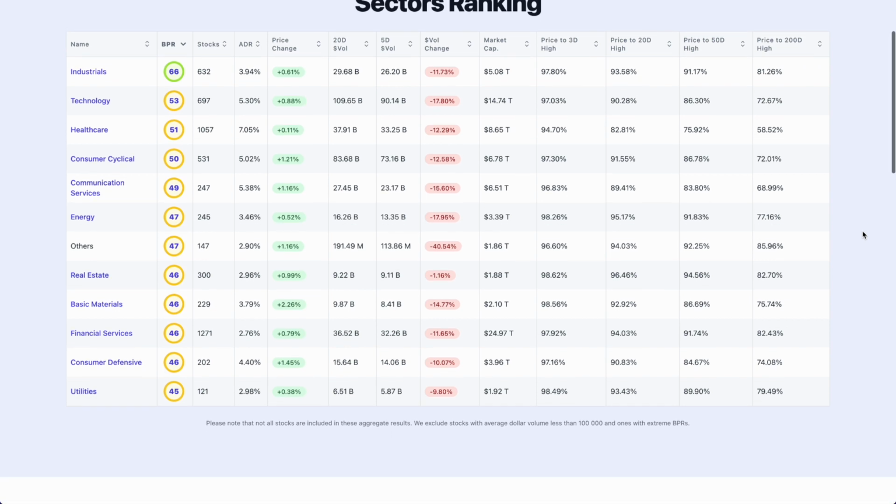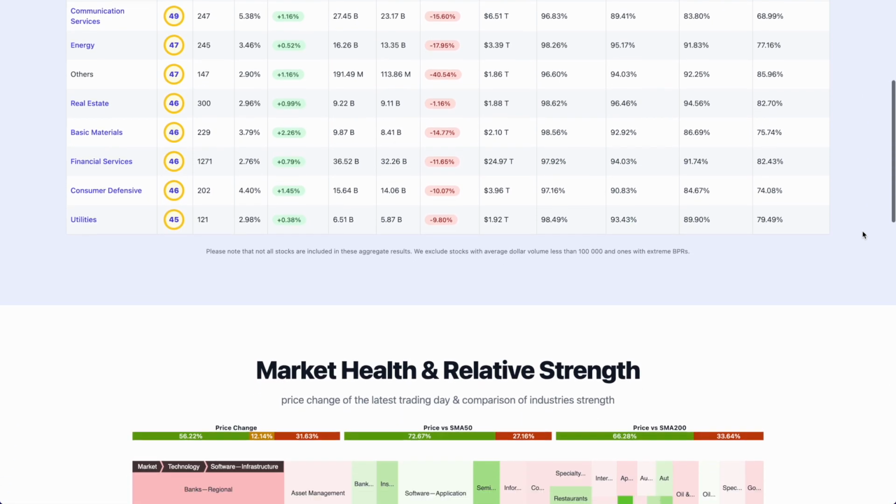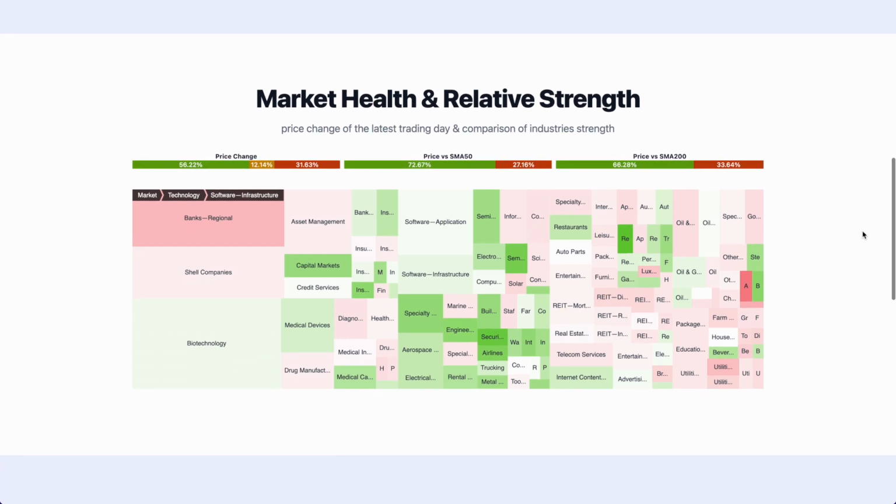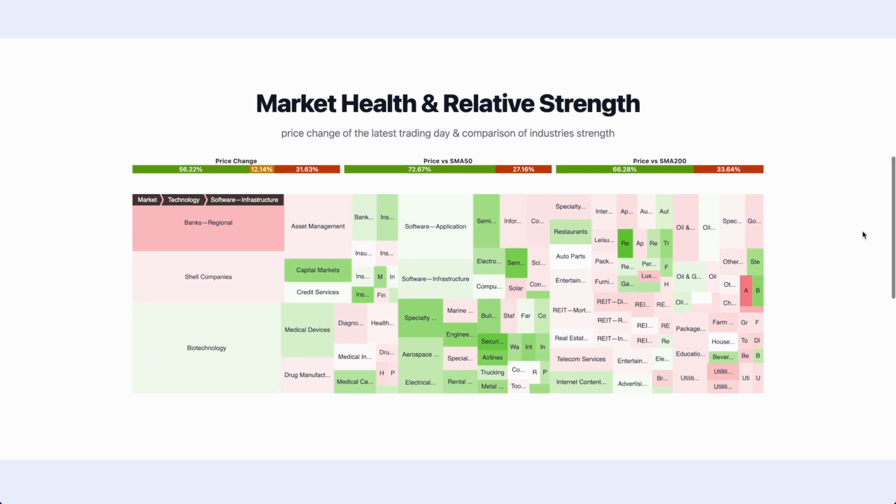Next on our market overview page, we have a set of insightful infographics that visualize market health and relative strength, providing a more intuitive way to understand these critical aspects of market behavior. First, let's look at our market health bars. These include price change, price vs SMA 50, and price vs SMA 200. They provide a snapshot of the overall market condition.